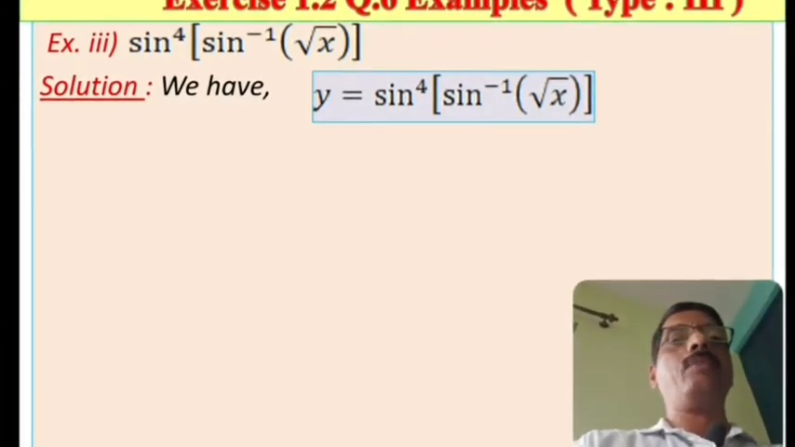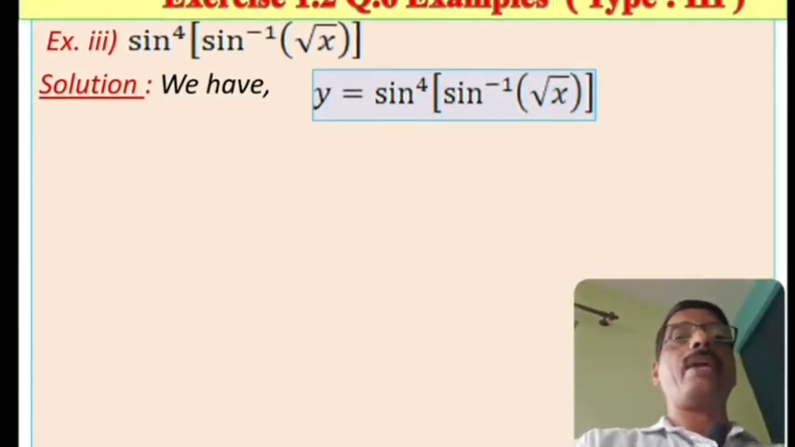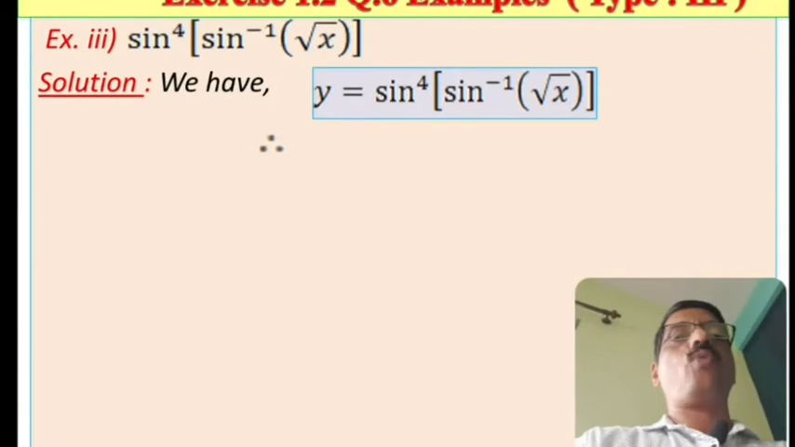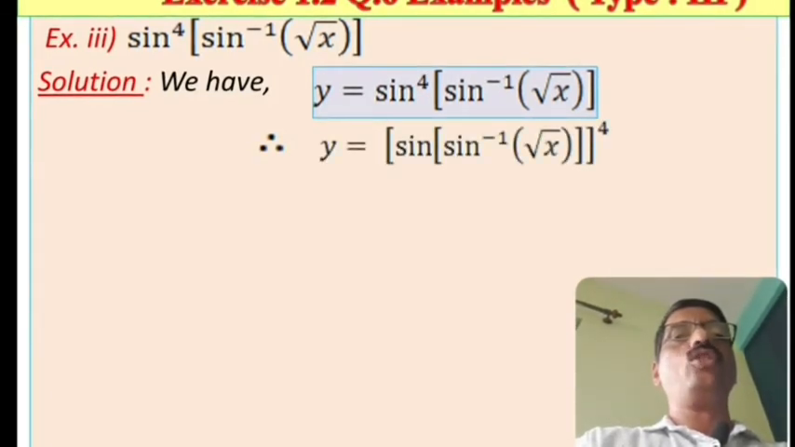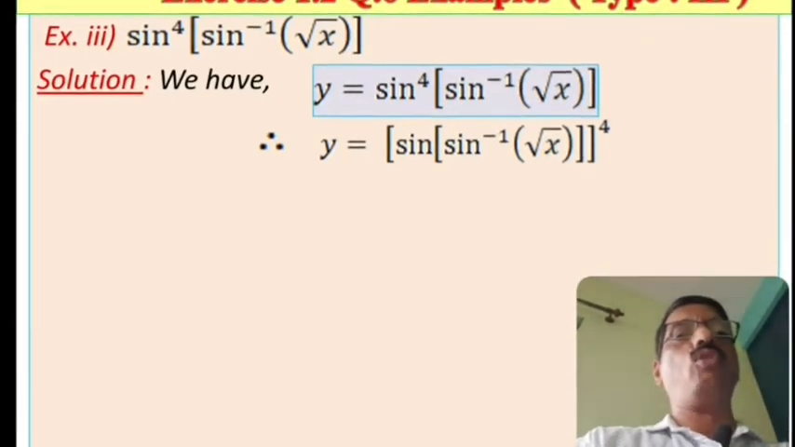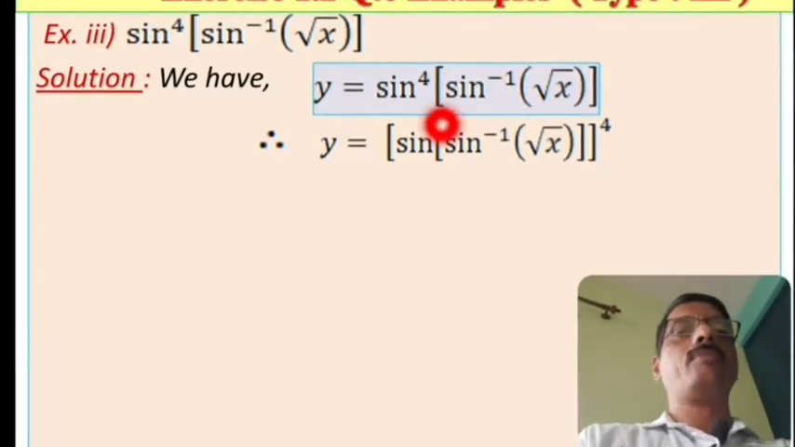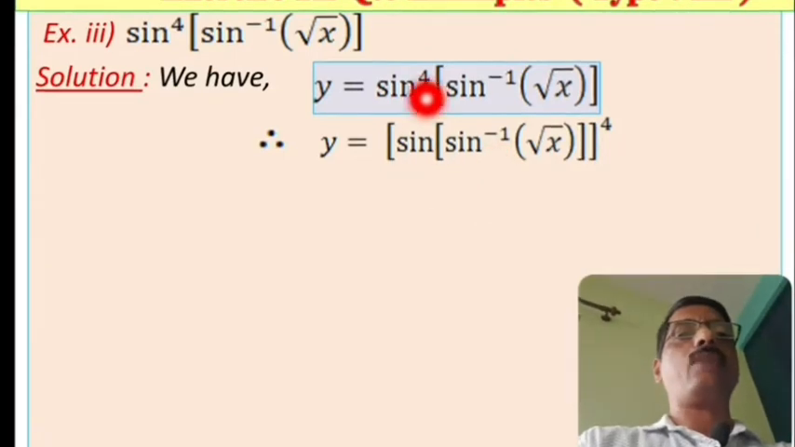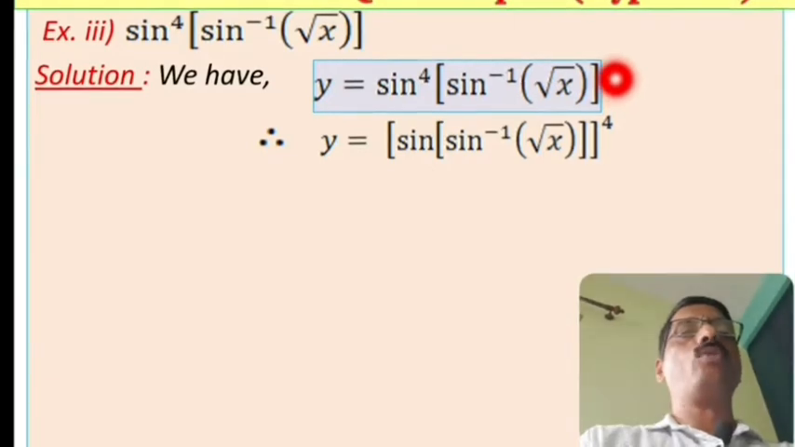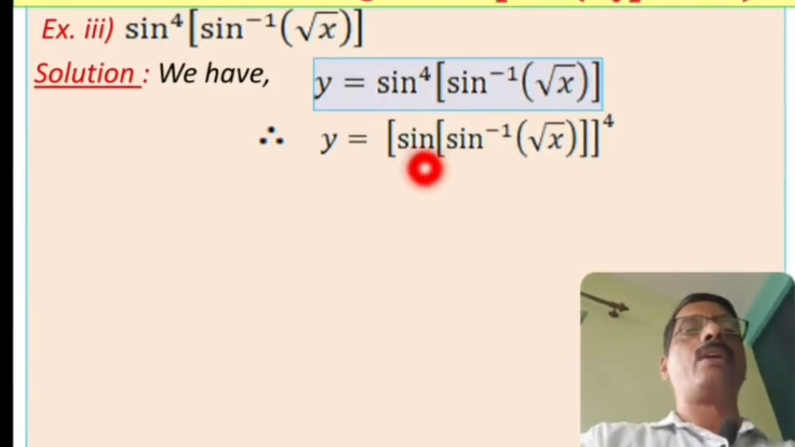We know the formula: if the given function is in the form of sin square x, then that can be written as sin of x bracket square. Therefore, by this formula we can get y equal to bracket sin into bracket sin inverse of root of x bracket complete, again bracket raised to 4. Okay. Now here in the bracket we have sin and sin inverse. That 4 is taken as the index outside the bracket. Therefore, here in the bracket sin and sin inverse become cancelled.